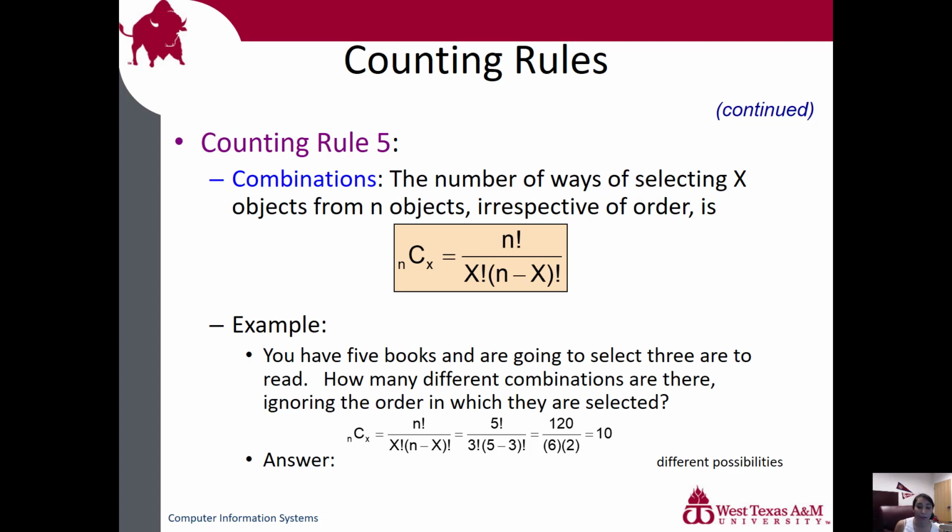Combinations, on the other hand, is the number of ways of selecting X objects from N objects, irrespective of order. So you have 5 books and are going to select 3 to read. How many different combinations are there, ignoring the order in which they are selected? Again, the difference is that for combinations the order doesn't matter, whereas for permutations the order does matter. The way I like to think about it is a locker combination, which really should be a locker permutation, because the order of the numbers you put into the lock does matter.